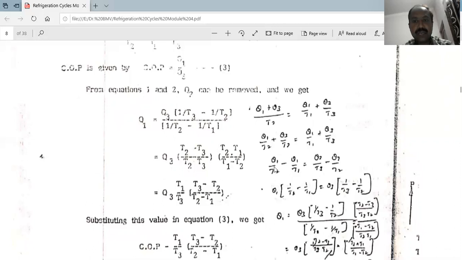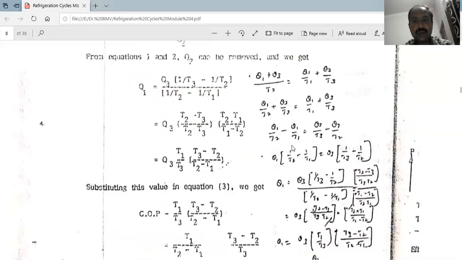Then I will take the common term Q1 here. That is 1 divided by T2 minus 1 divided by T1 is equal to Q3, taking the common term, 1 divided by T3 minus 1 divided by T2. So Q1 is equal to Q3 into 1 divided by T3 minus 1 divided by T2, and the other bracket will come to the denominator, that is 1 divided by T2 minus 1 divided by T1. You can take the LCM here. It becomes T2 minus T3 divided by T3 into T2. Here you can take the LCM of T1 and T2. It becomes T1 minus T2.